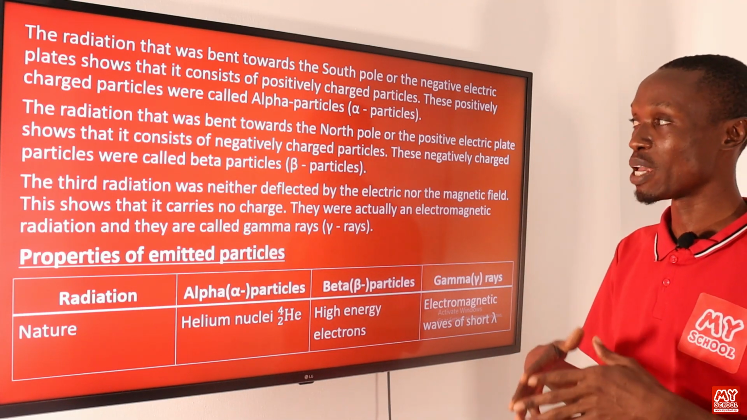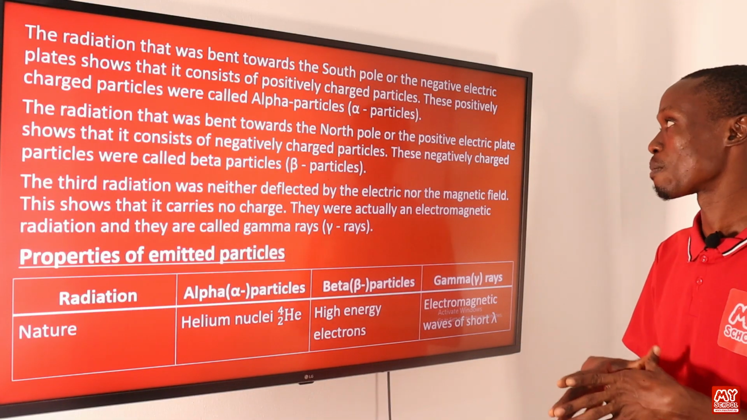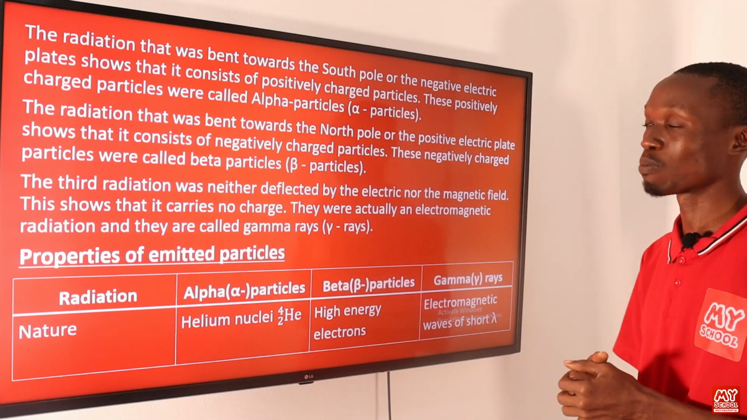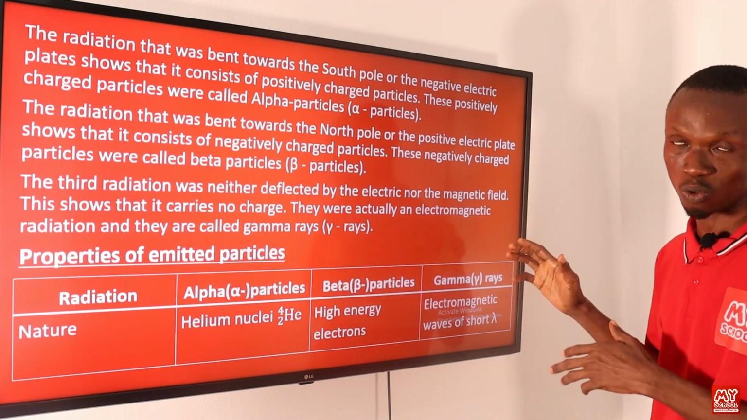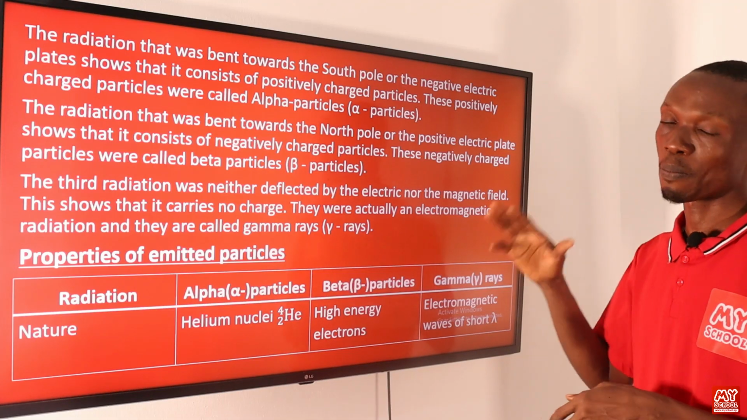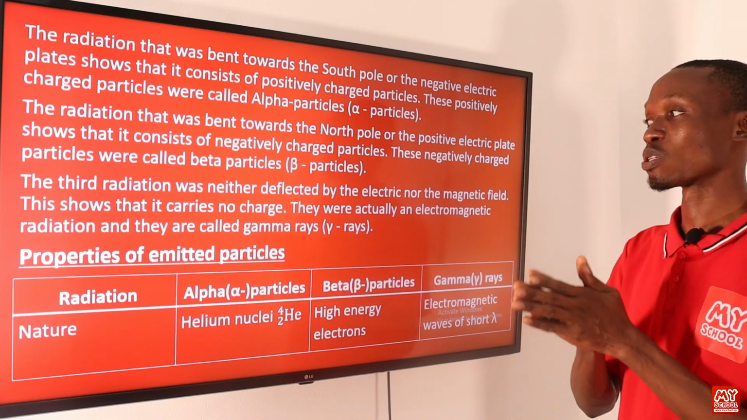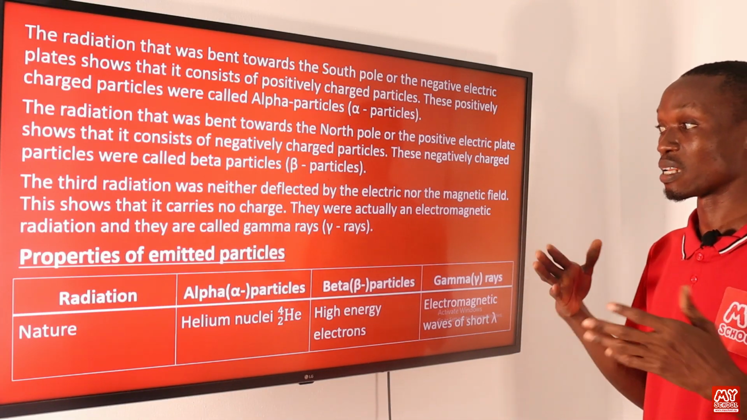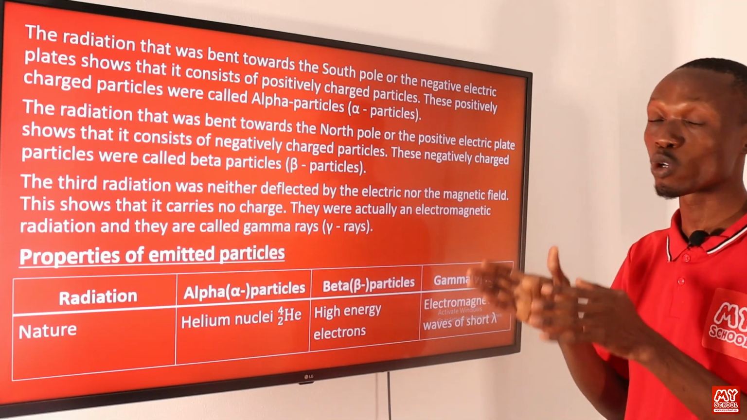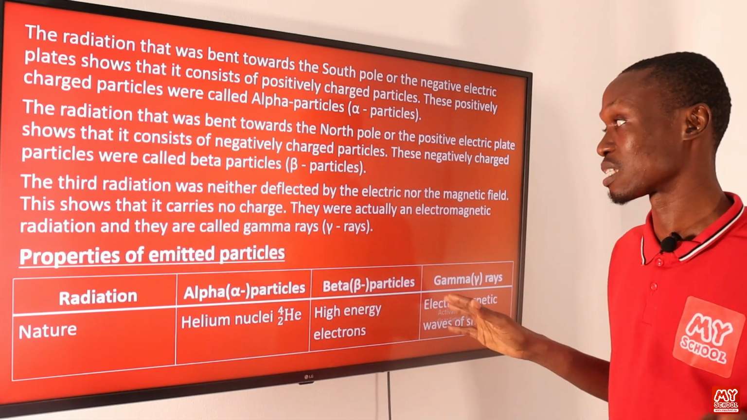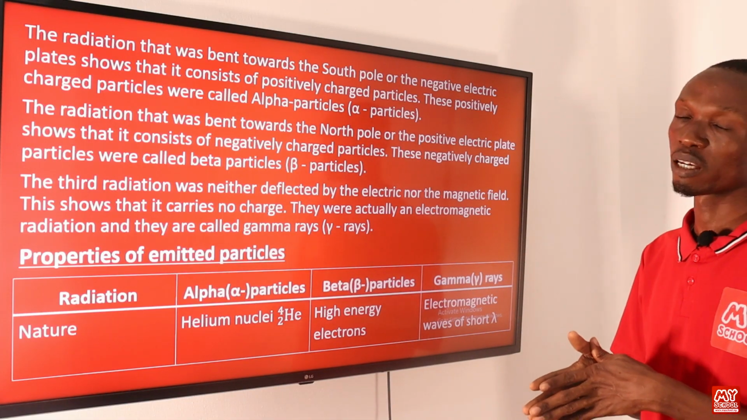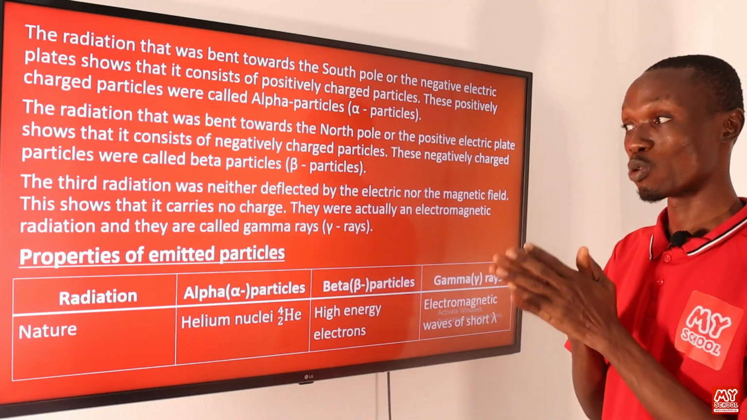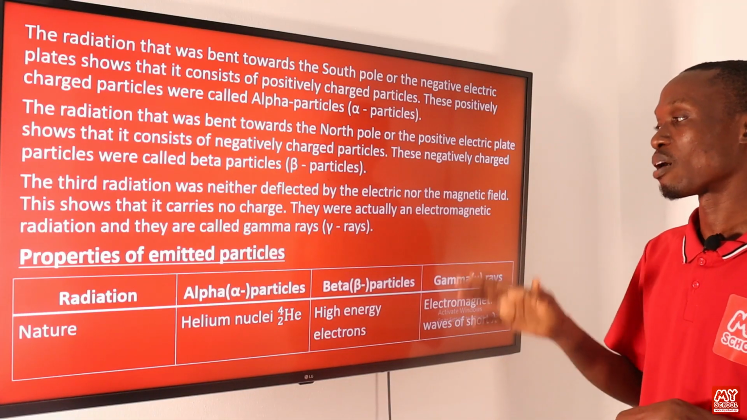While the one that was bent towards the north pole, or the positive electric plate, shows that it consists of negatively charged particles, and those negatively charged particles were called beta particles. Then there's another one that was neither deflected by the electric nor the magnetic field, and it was discovered that it carries no charge. That is the reason why it was not deflected at all. It was discovered that they were actually electromagnetic radiation, and those are called gamma rays.